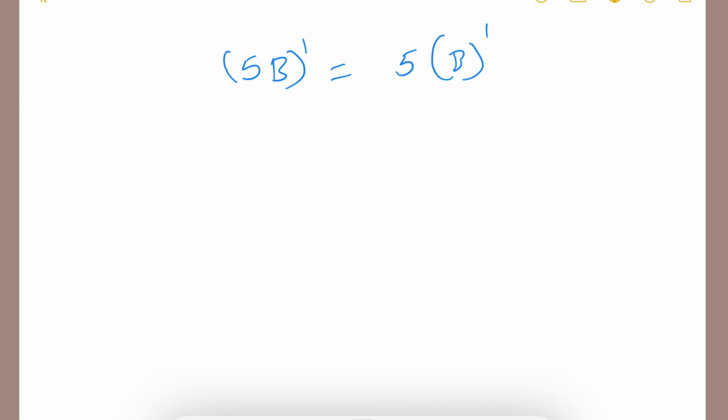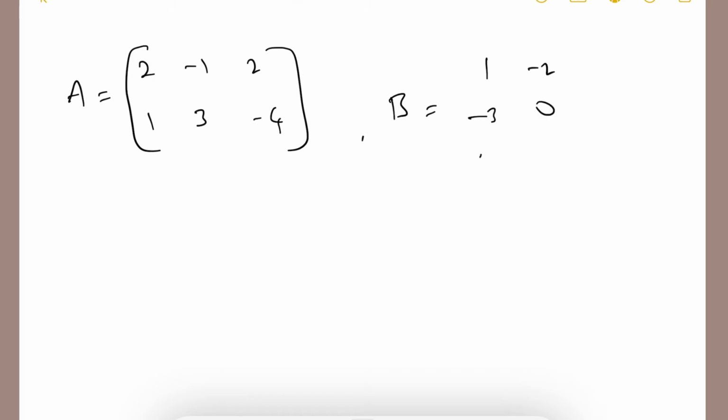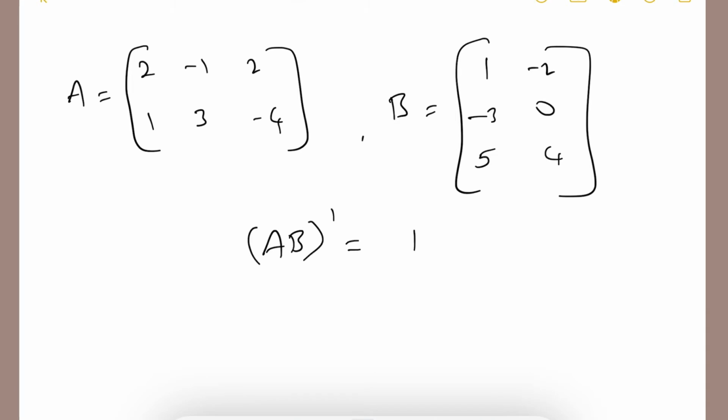Okay, now let's move to the next question. Matrix A is given as [2, -1, 2; 1, 3, -4], and matrix B is given as [1, -2; -3, 0; 5, 4]. Then he is asking us to verify that (AB) whole transpose is equal to B transpose into A transpose.